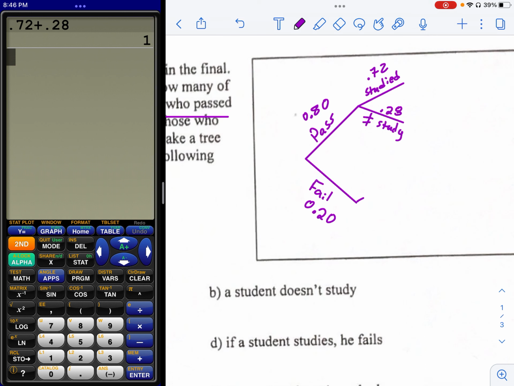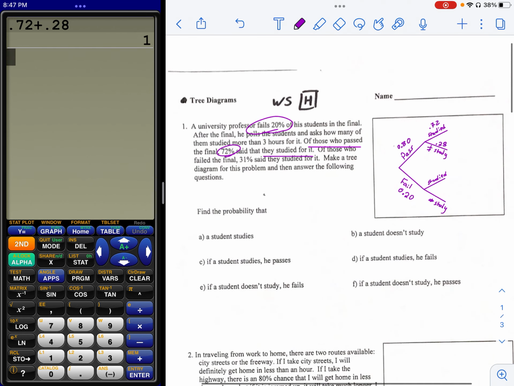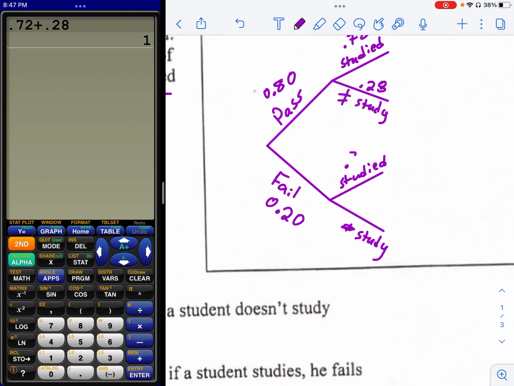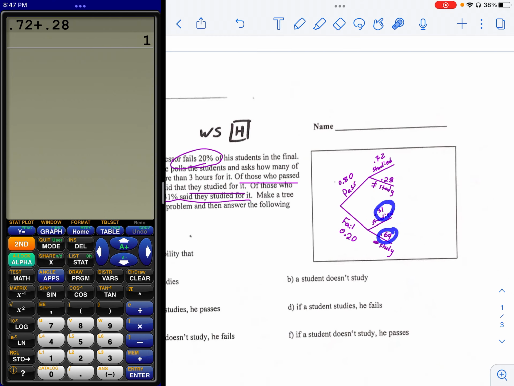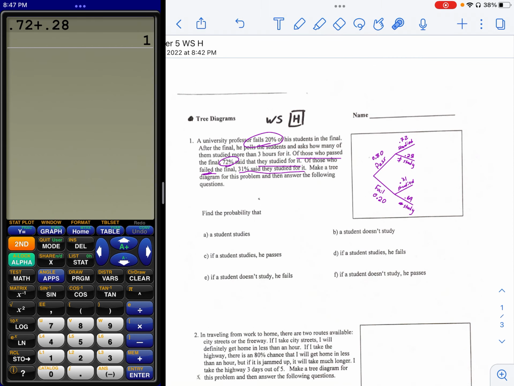Okay. Then on the bottom, we're going to do the similar thing. Of the kids that failed, some of them studied, and some of them did not study. And you read down here, says it right here. Of those who failed, 31% said they studied. Okay, so this is 0.31, which would mean this is 0.69. Adding up to, again, this adds up to 1.0. Okay, it's all filled out. Now we can answer the questions.